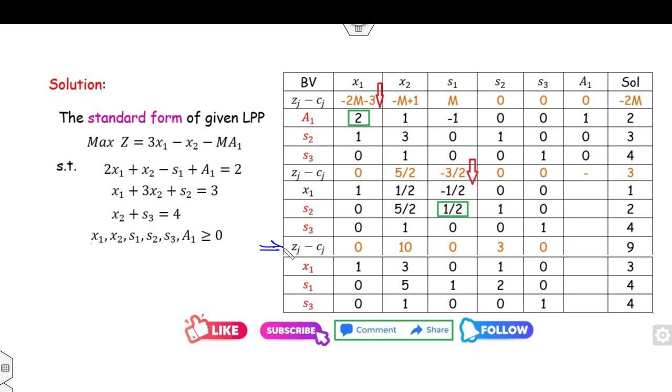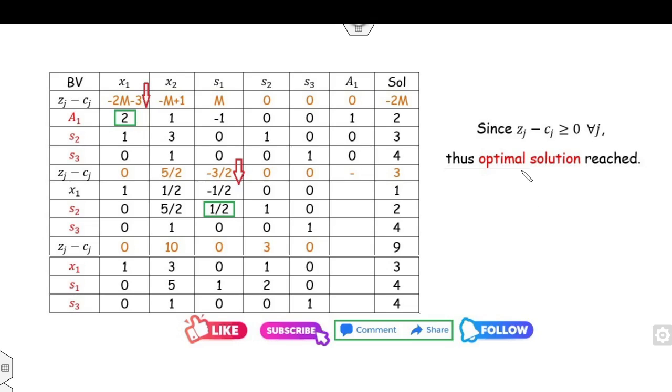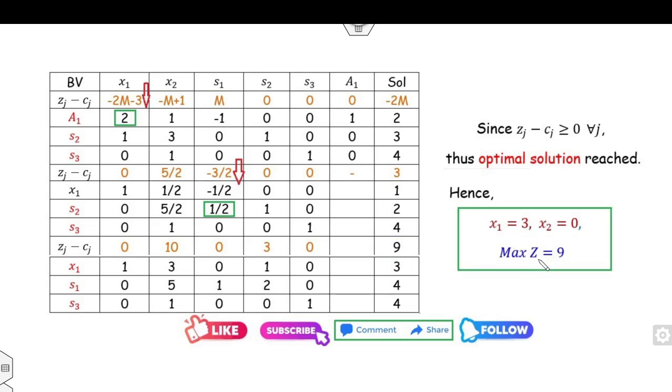Again, look at the Zj minus Cj, whether there is any negative number. There is no negative number, so that means the optimal solution is reached. And what is the answer for x1, x2 and the maximization of z? Now you can see x1, the final answer is 3. X2, since there is no x2, the answer is 0. Maximization of z is my 9, which is the correct answer of this problem.